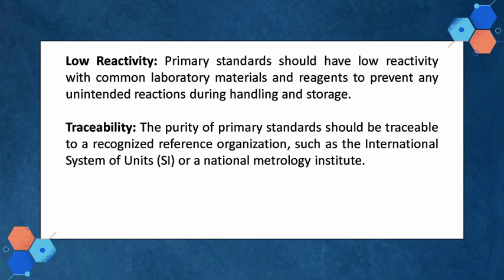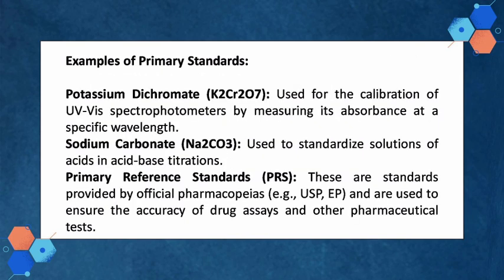F. Traceability. The purity of primary standards should be traceable to a recognized reference organization, such as the International System of Units, SI, or a National Metrology Institute. Examples of primary standards: potassium dichromate K2Cr2O7, used for the calibration of UV-vis spectrophotometers by measuring its absorbance at a specific wavelength. Sodium carbonate Na2CO3, used to standardize solutions of acids in acid-base titrations. Primary reference standards, PRS, these are standards provided by official pharmacopoeias, e.g., USP, BP, and are used to ensure the accuracy of drug assays and other pharmaceutical tests.